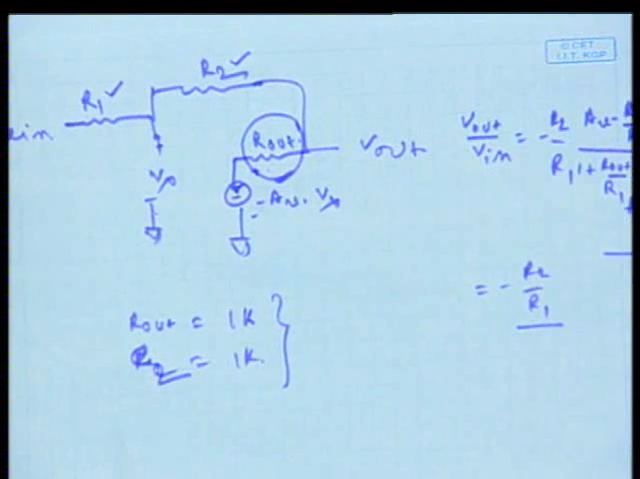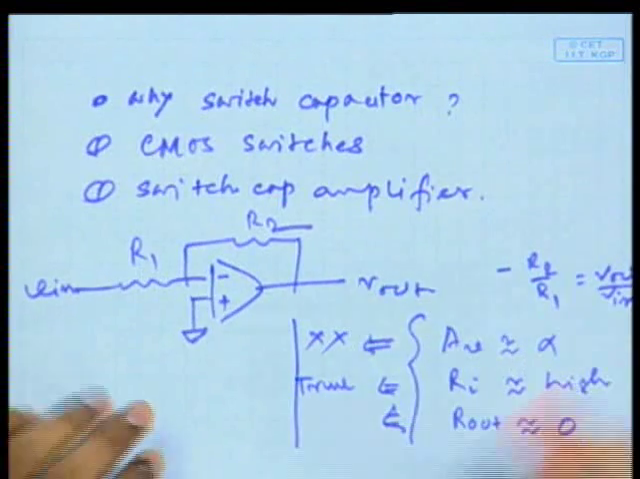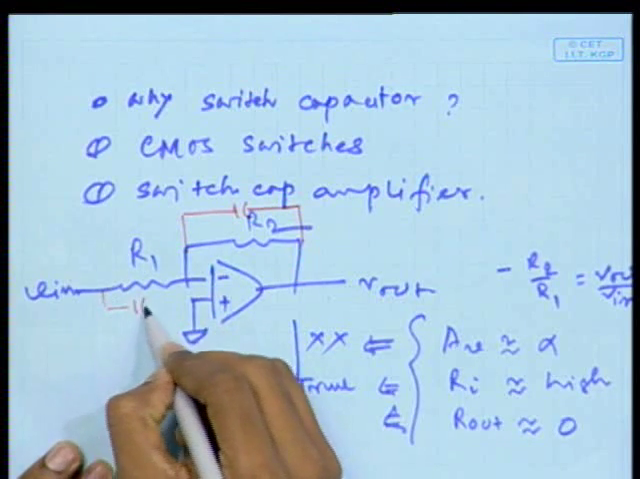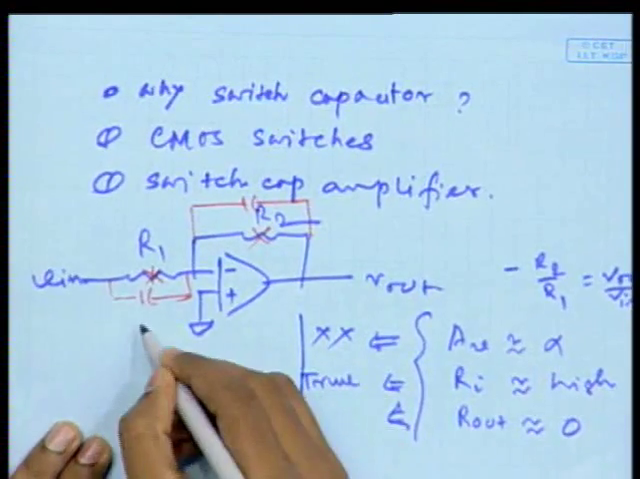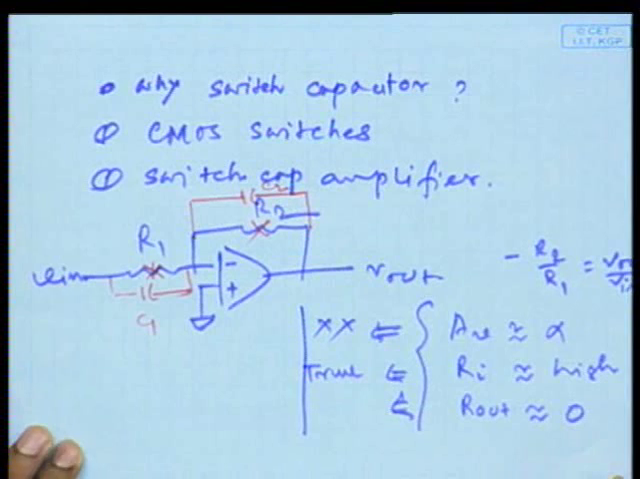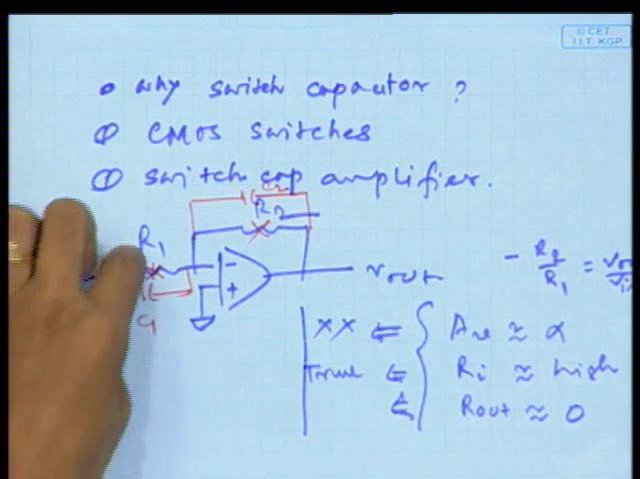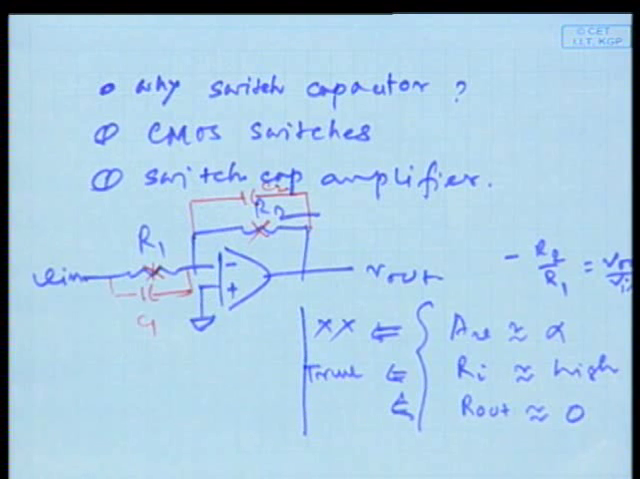So that's why you need to replace R1 and R2 by a capacitor. But what is the problem? If you replace your R1 and R2 by capacitors C1 and C2, will it work as an amplifier? No. You replaced R1 and R2 by C1 and C2. Is it an amplifier?